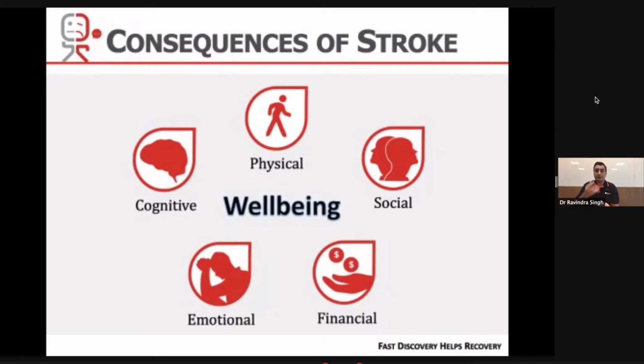Due to stroke, there can be forgetfulness, there could be memory impairment, and it can lead to dementia. So all these consequences or complications of stroke should be addressed.